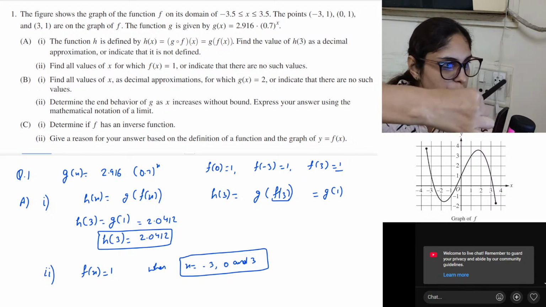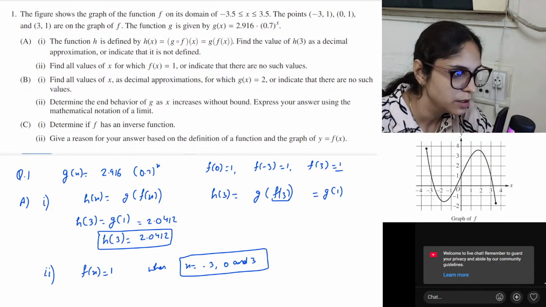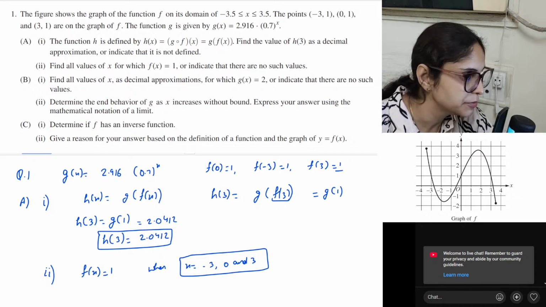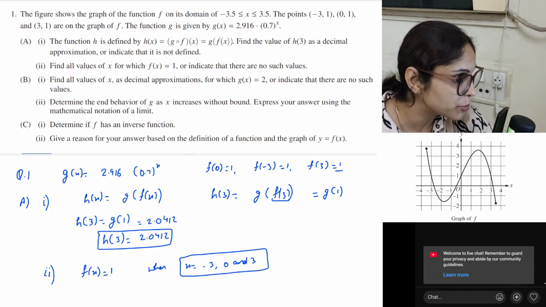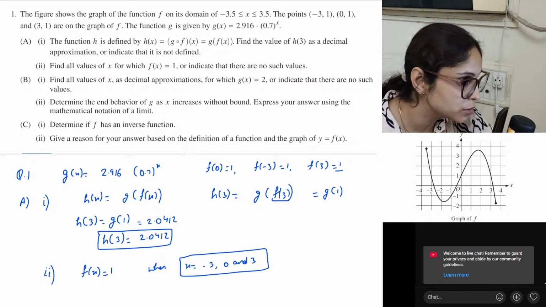So you just have to put a horizontal line at y = 1, and when you do that, you can see it's going to intersect at -3, 0 and 3. Now part B: find all values of x as decimal approximations for which g(x) is equal to 2, or indicate that there are no such values.